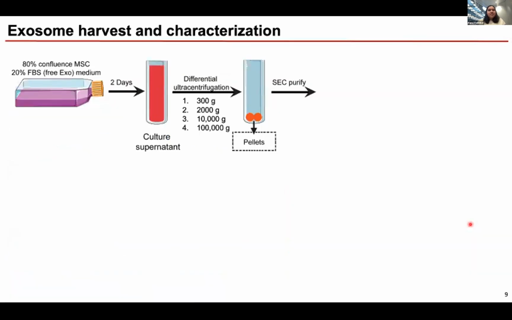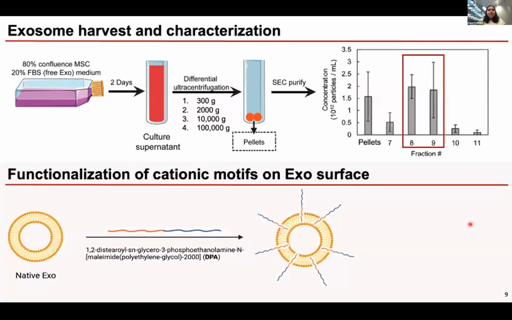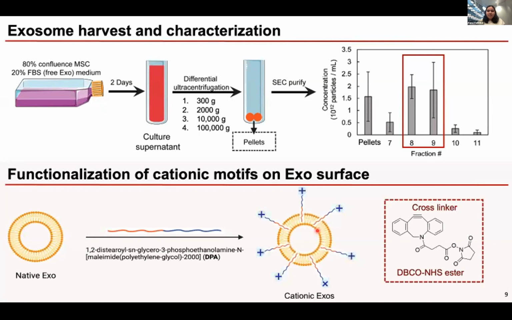We use differential ultracentrifugation to isolate exosomes from bovine MSCs, and then using size exclusion chromatography, we extract high purity exosomes at fractions 8 and 9. To functionalize the cationic motifs, we first anchor DSPE-PEG azide lipid on the exosome surface. DSPE is lipophilic and inserts itself in the lipid bilayer, while PEG, being hydrophilic, hangs on the outside with an azide group. Then using copper-free DBCO click chemistry, we can click any cationic motifs on the exosomes to obtain cationic exosomes.